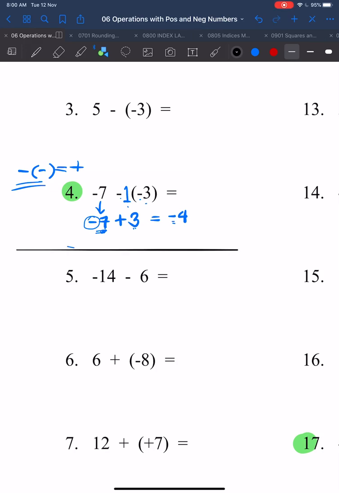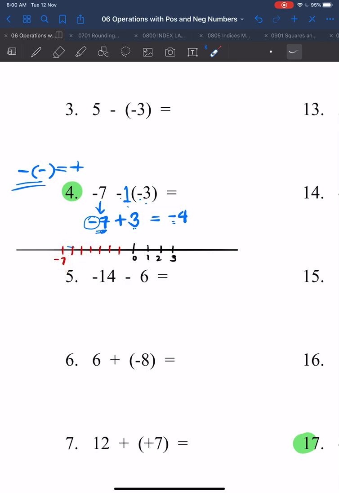Okay, so we have 0 over here, and as we know, 1, 2, 3. So this is 3, 1, 2, 3, 0, and negative 1, 2, 3, 4, 5, 6, 7, negative 7. So let's do the number line. We start with negative 7 over here, and then positive 3. It means please move 3 spaces to the right because it's positive. Okay, so negative 7, 1, 2, 3.